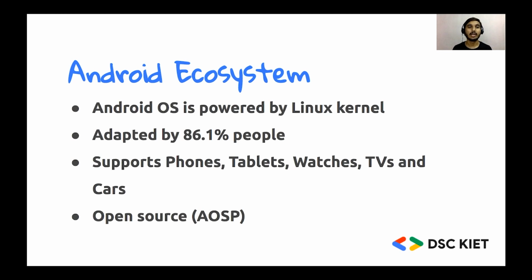As we know, the Android operating system is owned by Google. It is actually powered by Linux, and around the globe it is adopted by 86% of people, which is a huge number. This operating system supports mobile phones, tablets, watches, televisions, IoT, and even cars today. One more good thing about Android is that it is completely open source, so we can have a look at the operating system code, and we can also contribute to it.